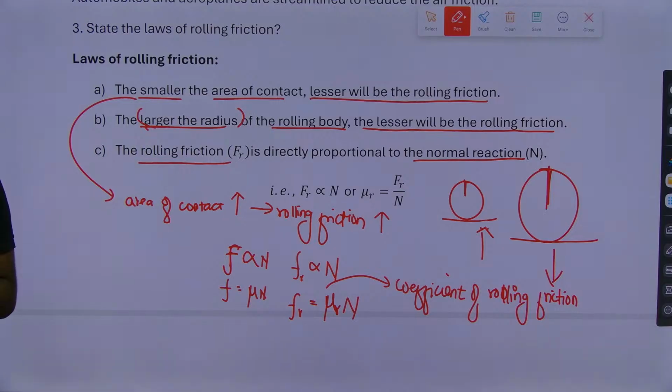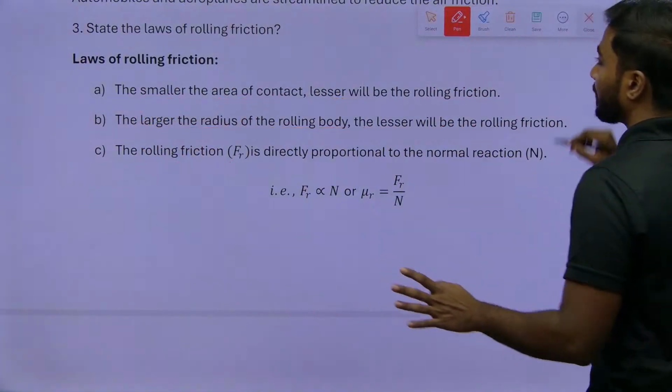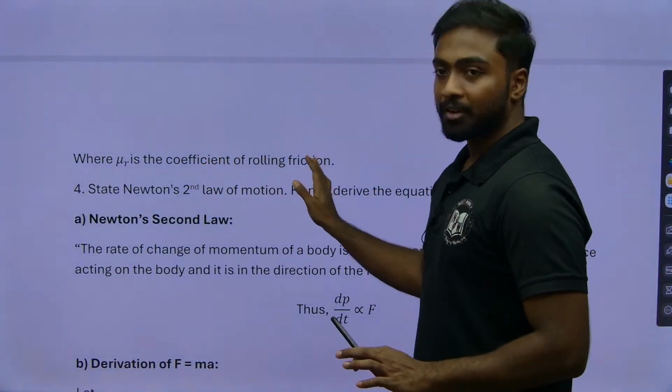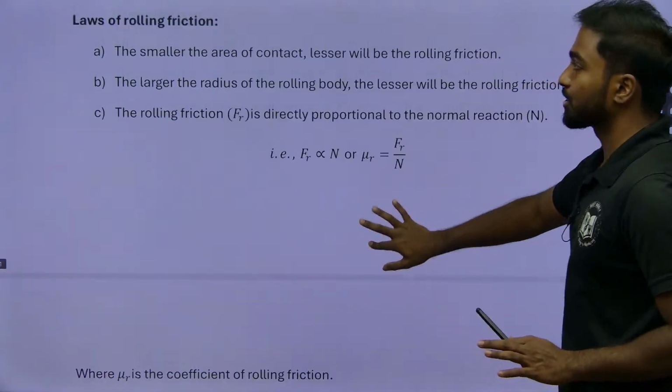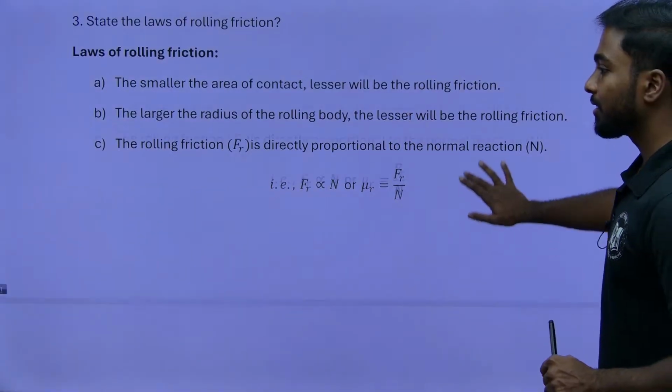Done? Completed? Okay. So this is the law of rolling friction, where mu r is the coefficient of rolling friction. So this is about the rolling friction, and this is for the third question. Next we will see the fourth question.